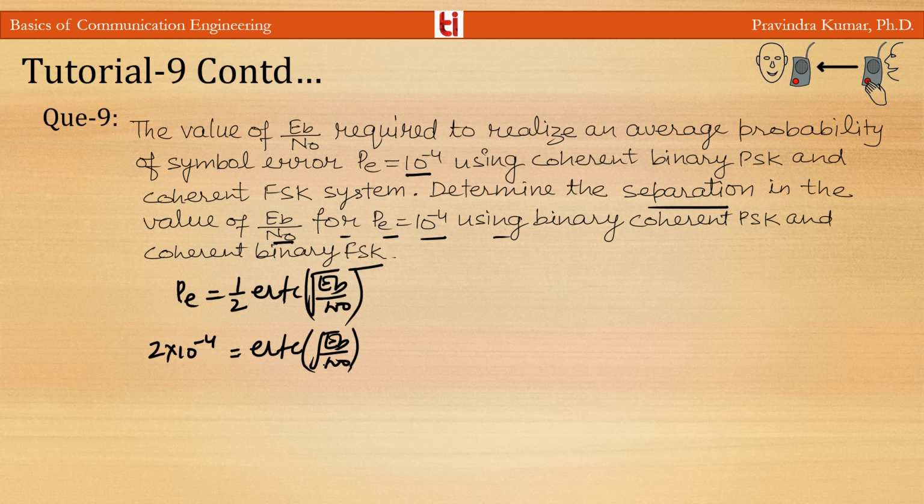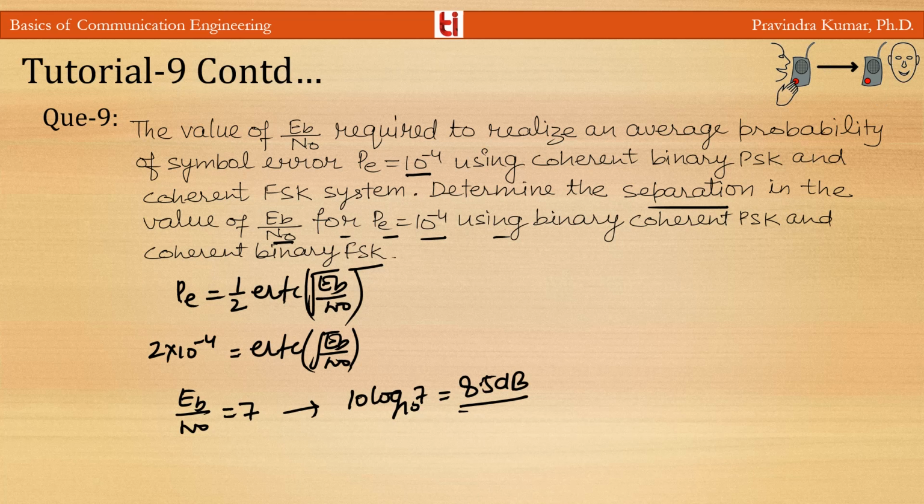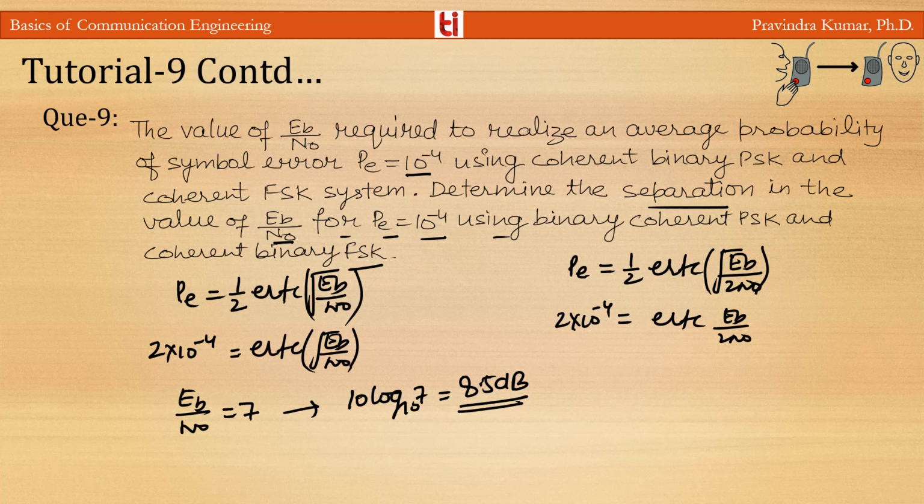So this is a similar case as in the previous question, and we have calculated there that EB by N naught was 7. So from here, if I take it in dB, 10 log 10 of 7 is equal to 8.5 dB. So EB by N naught is 8.5 dB for binary PSK. And for the coherent binary FSK, the probability of error is 1 by 2 ERFC under root EB by 2 N naught. So here 2 into 10 to the power minus 4 will be ERFC under root EB by 2 N naught, so EB by 2 N naught is 7 and EB by N naught will be 14, or 10 log 10 of 14, which is 11.5 dB.